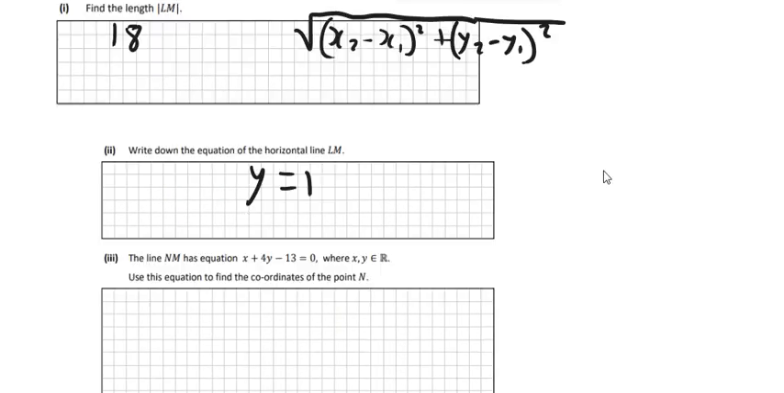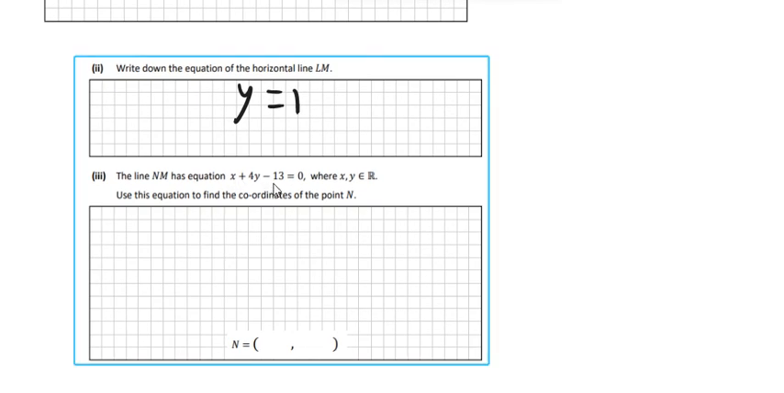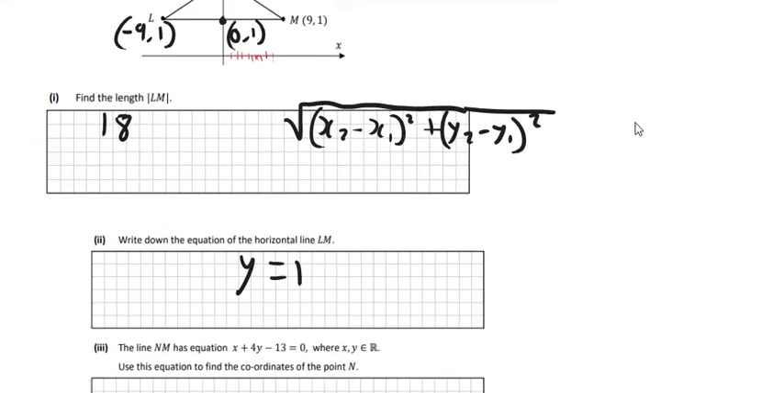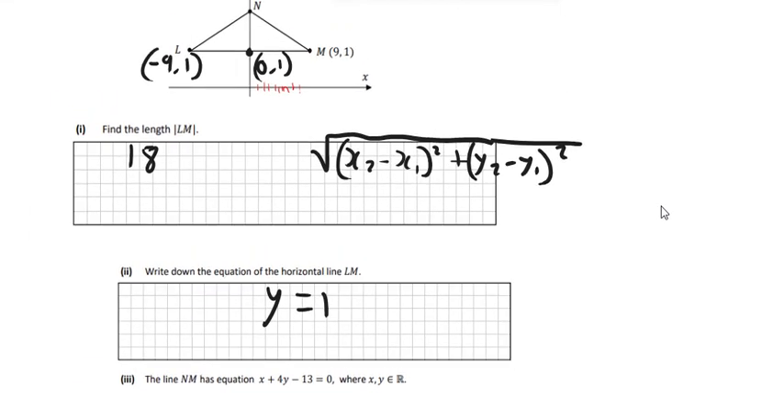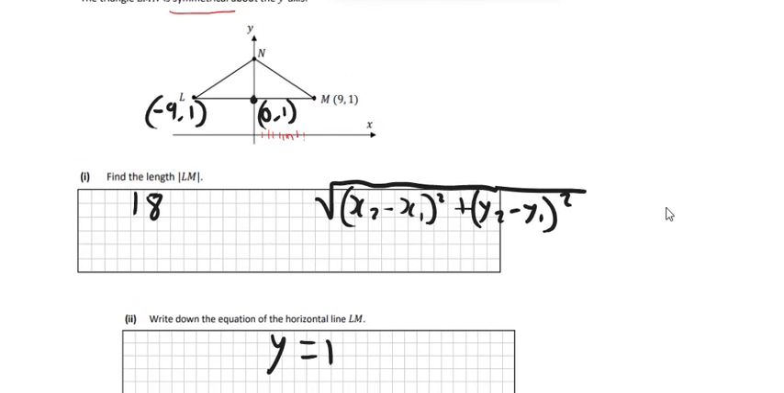Okay. The line NM has equation x plus 4y minus 13 equals 0. Use this equation to find the coordinates of the point N. Right, so the thing to see here is look at where N actually is. N is on the y-axis. So if N is on the y-axis, basically x has to be 0 everywhere there. So x has to be 0 everywhere along the y-axis.